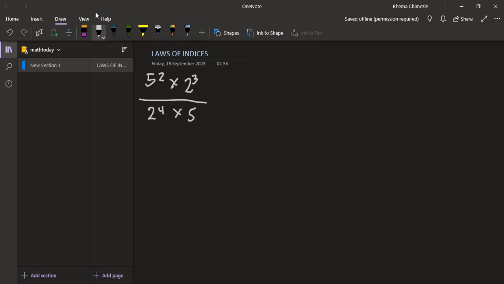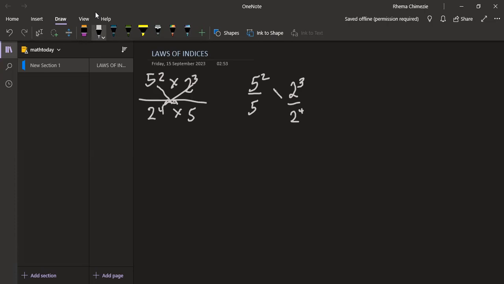If you look at the two numbers here, 5 raised to power 2 and 2 raised to power 3, they are not of the same base. But when you look beneath, these and these are of the same base. So you can rewrite it like this: 5 raised to power 2 over 5, dot, or you can say multiplication, so you can just put a dot in place of multiplication, then 2 raised to power 3 over 2 raised to power 4. Yeah, that's what we have there.